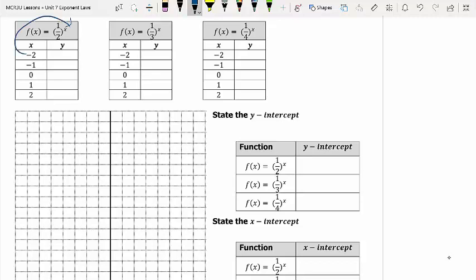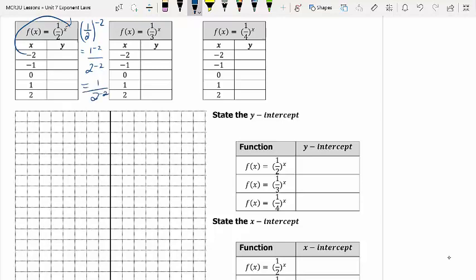So when we plug in -2 for x, it's going to be 1/2 to the power of -2. So remember that -2 gets distributed to the numerator and the denominator. Okay, and 1 to the power of anything is just 1.